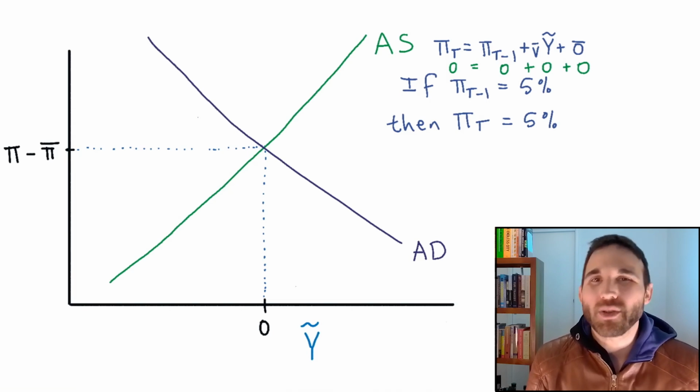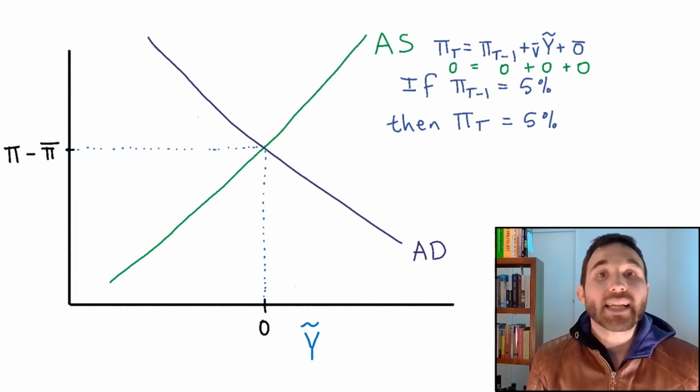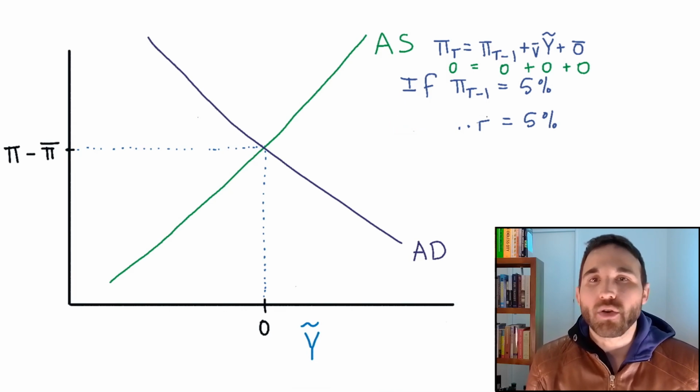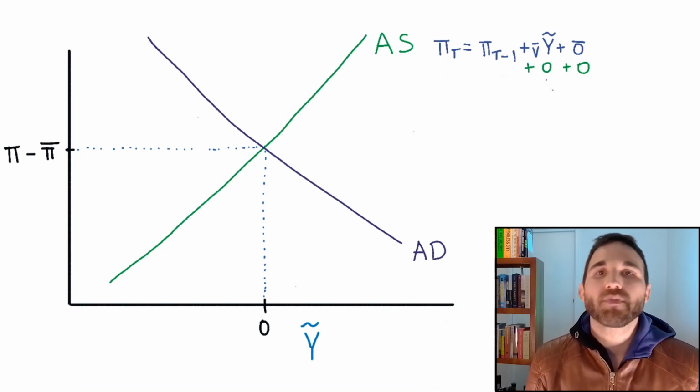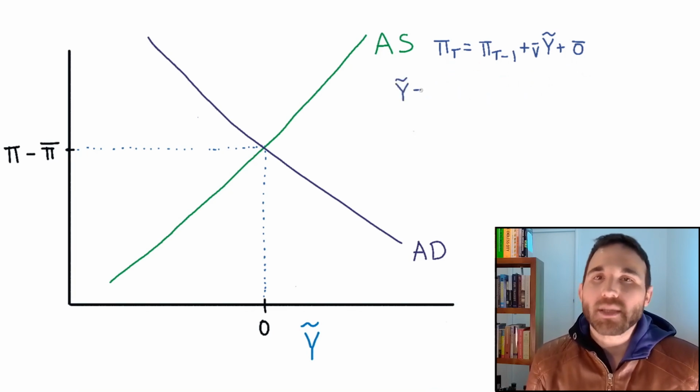So we have 0 equals 0 plus 0 plus 0. Okay, fair enough, that was nice and easy. Let's actually go into the aggregate demand curve. This one slopes downward. What is the formula for the aggregate demand curve?